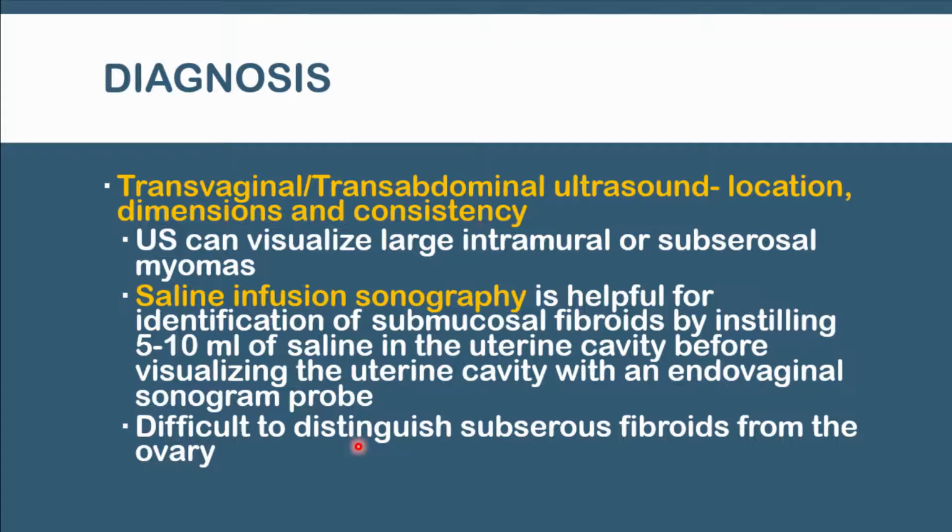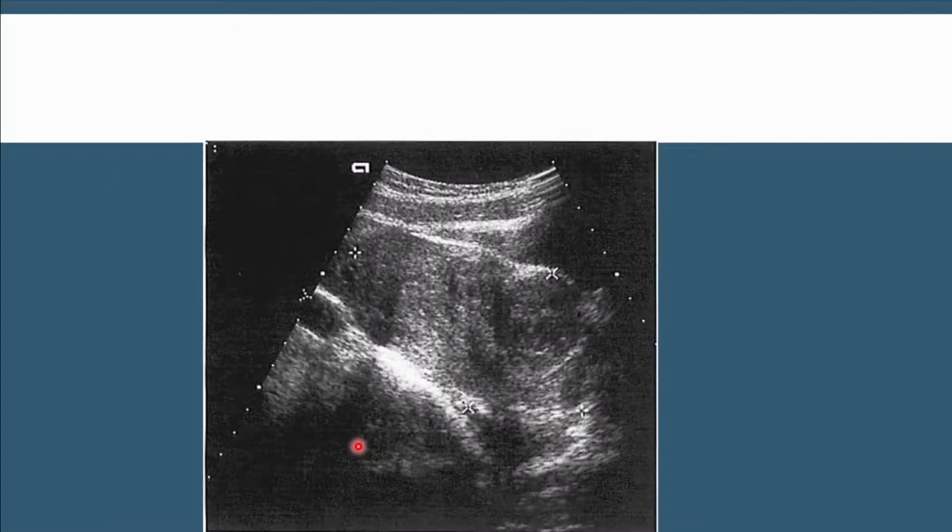Then you may also do what is known as a saline infusion sonography, though I haven't seen one being done. What you simply do is you take 5 to 10 mils of normal saline, then you simply inject it into the uterine cavity before you actually visualize the uterine cavity on ultrasound, and you may actually see the fibroid, the submucous fibroid, for example. But it's very difficult for you to distinguish a subserous fibroid from the ovary or an ovarian mass. So here's a picture of an ultrasound and what a fibroid is going to look like on this diagram. As you can see, there's a mass here in the uterus.